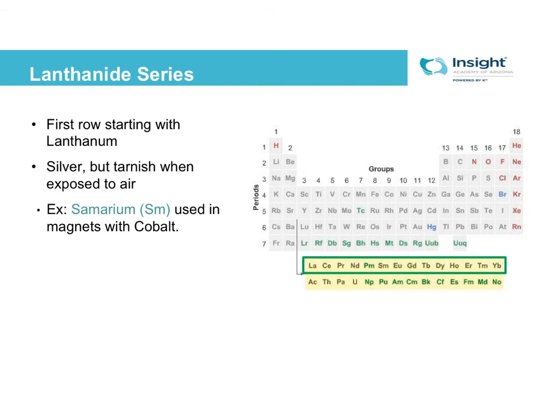We can split the inner transition metals into two different classifications. The top row, period 6 of the inner transition metals, is called the lanthanide series, named for the first element in that row, which is lanthanum. These are all silver in color, but they do tarnish when exposed to air, which makes them look not so shiny anymore. An example is samarium, which can be used with cobalt to make magnets.